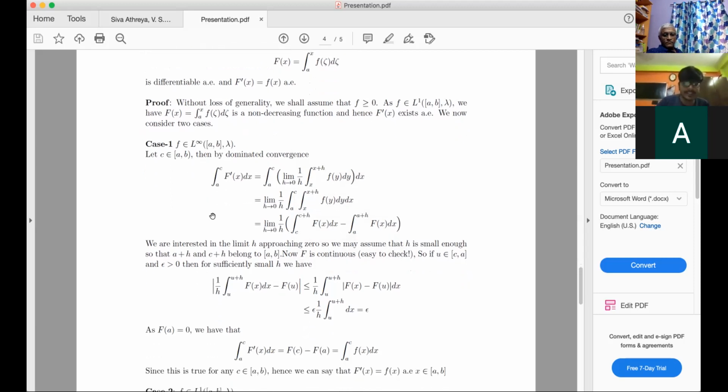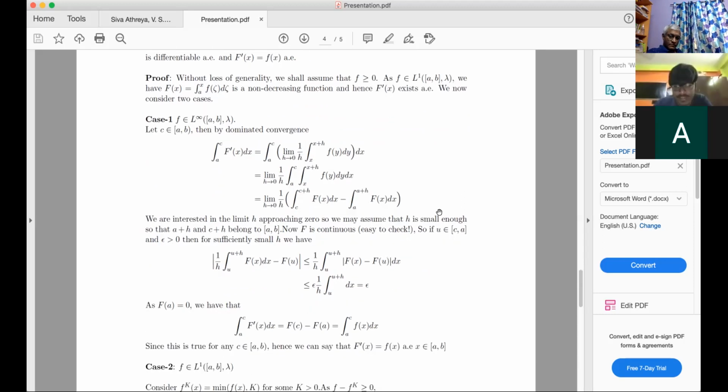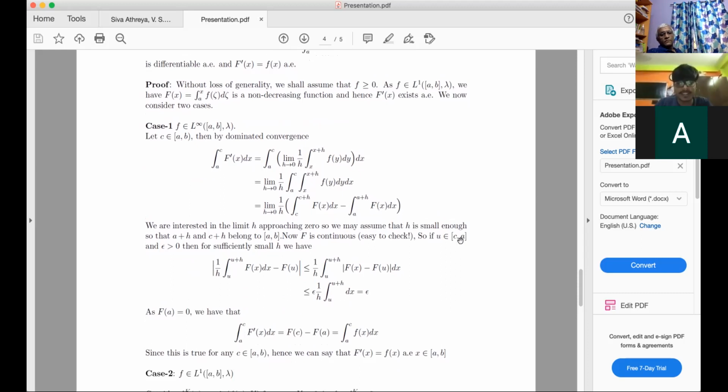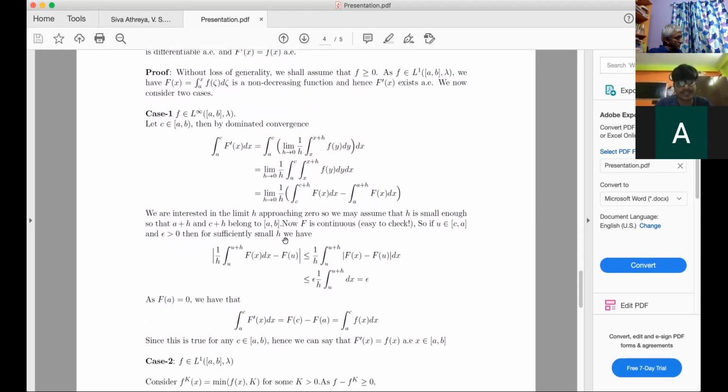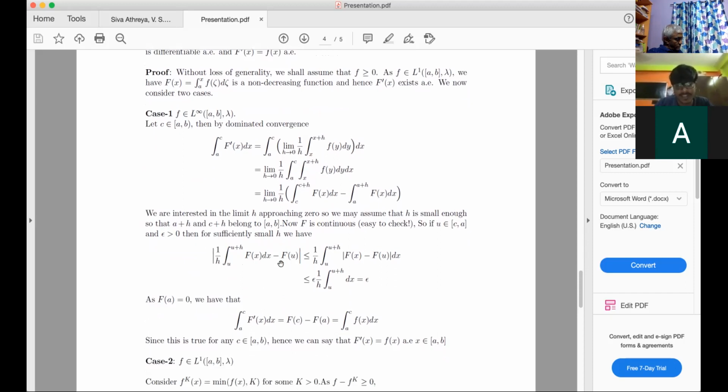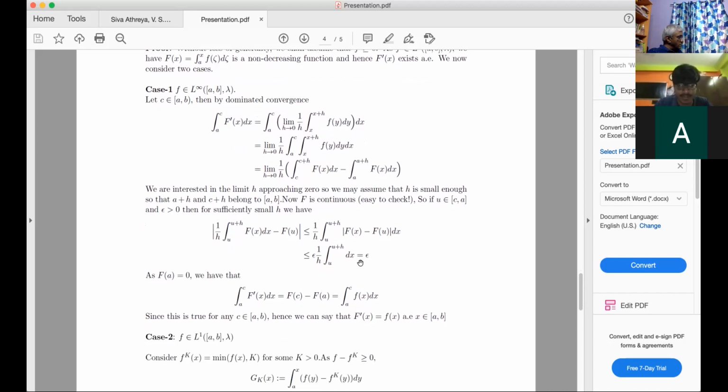We are interested in the limit h approaching 0. So you can assume that h is small enough such that a plus h and c plus h both lie in this closed interval. From the definition, it is easy to see that F is continuous. So if I pick some u lying between c and a and fix some epsilon greater than 0, for sufficiently small values of h, consider the modulus of this integral minus f(u). Observe that f(u) is basically 1 by h times the integral from u to u plus h of f(u). Using the fact that the modulus of the integration is less than the integration of the mod, you can bring 1 by h and the integration outside. Inside you get the function f(x) minus f(u), and since it's continuous, this is less than or equal to epsilon. So this entire quantity becomes less than or equal to epsilon.